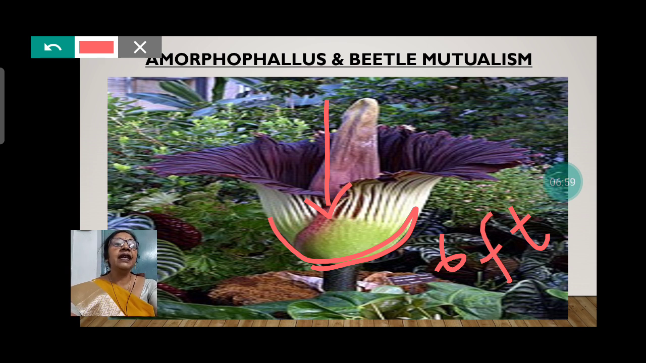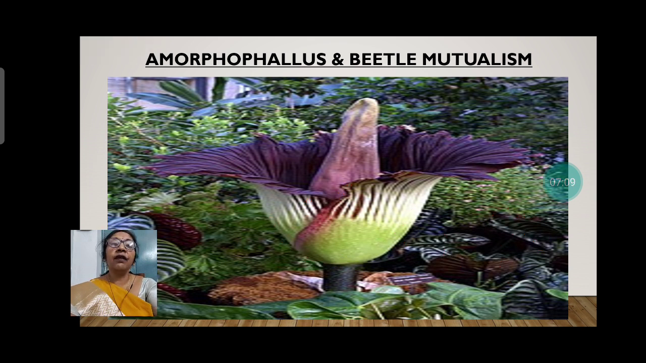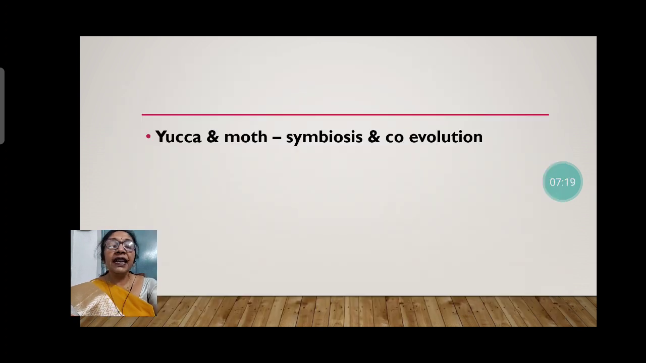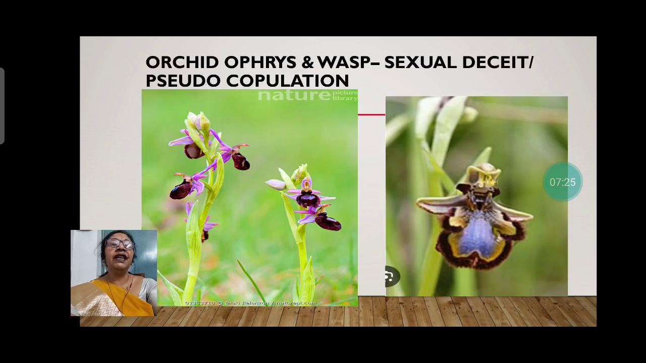So that's why it is an example of mutualism, and the Amorphophallus and the beetle both show co-evolution. Any change in the structure of the Amorphophallus will not allow the beetle to come to lay the eggs. So that's why it is an example of co-evolution also. In the same way, there is also a symbiotic relationship between yucca and moth. Both of them are equally benefited.